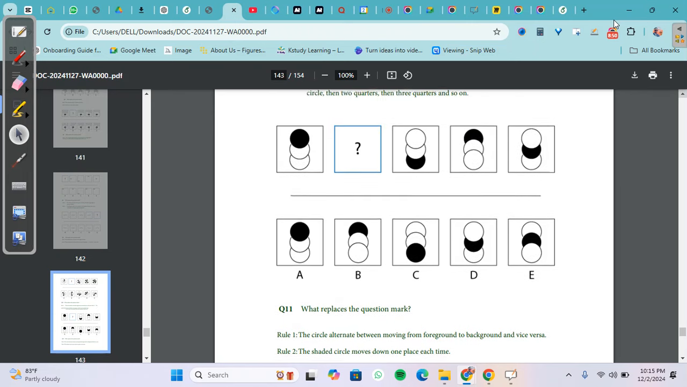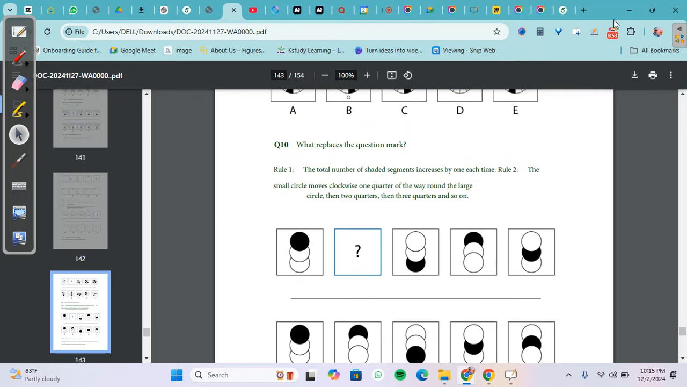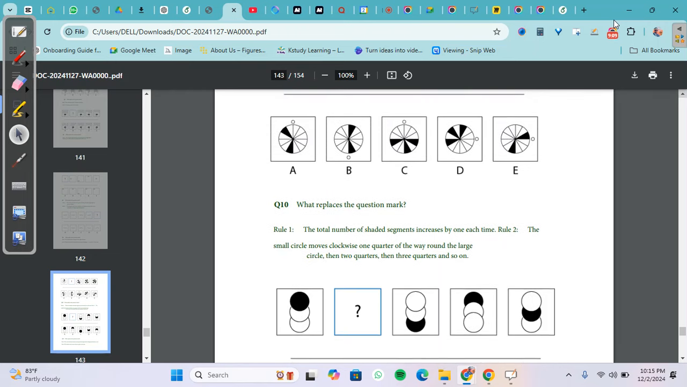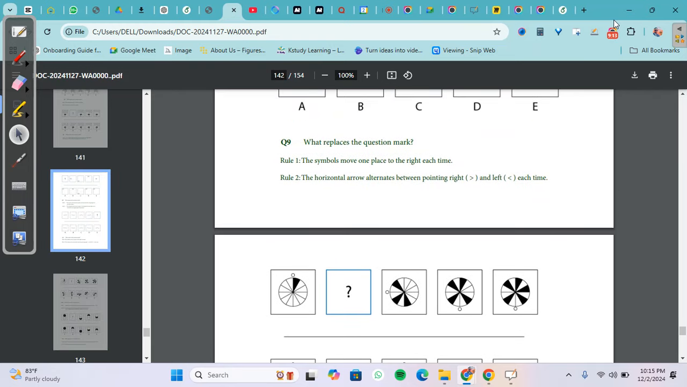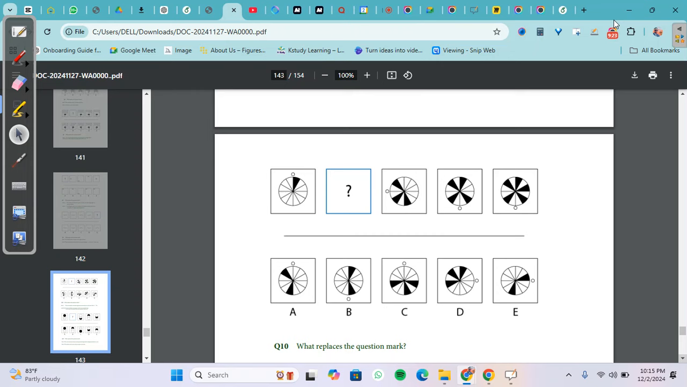What am I saying here? This diagram is 11. Are you sure? Or this diagram is for question 10? It's for question 10. This diagram here is for question 10, right? Am I correct? So that means we stopped at question number 9. Yes, I'm correct. This is question 9. What replaces the question mark? Rule number 1, rule number 2.